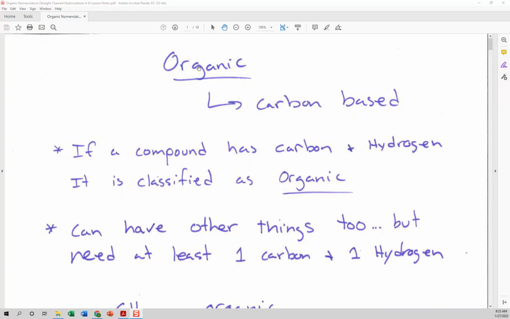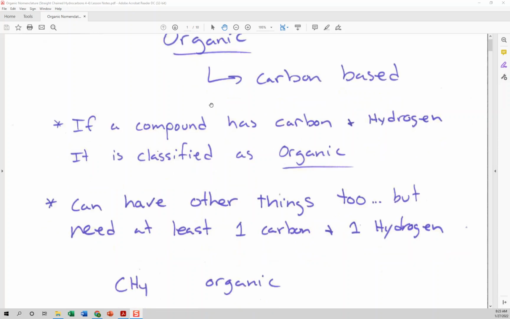All right, first we have to figure out what it means to be an organic compound. Organic really just means carbon-based. Have you ever heard that we're organic life forms? That means we're carbon-based life forms. So organic chemistry is the study of compounds that contain carbon.